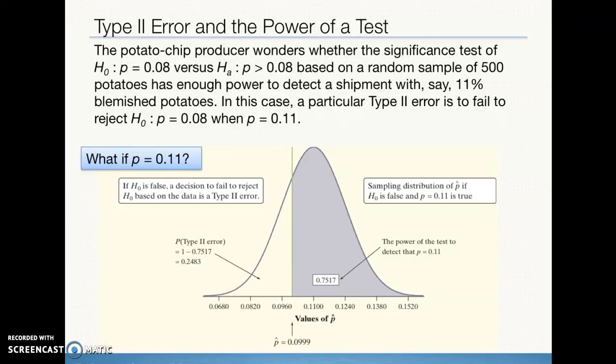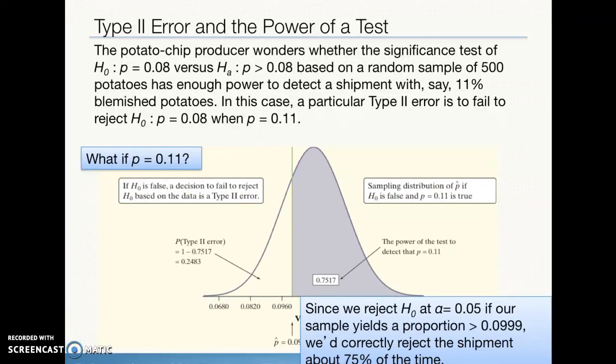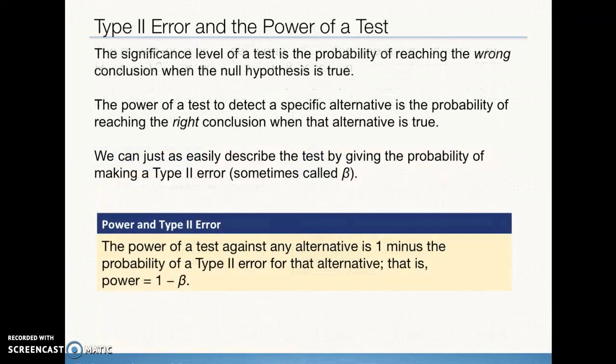Beyond that, you're not going to really need to be able to calculate it. You just need to know that it is the complement of beta, the probability of making a type 2 error. So power and beta are complements of one another, with beta being the probability of a type 2 error and alpha being the probability of us making a type 1 error. Okay, in this example, we would reject our null hypothesis at an alpha of 0.05 if we had a proportion of more than 9.99% blemished potatoes. If that's what our sample has in it, we're going to correctly reject not 75% of the time.